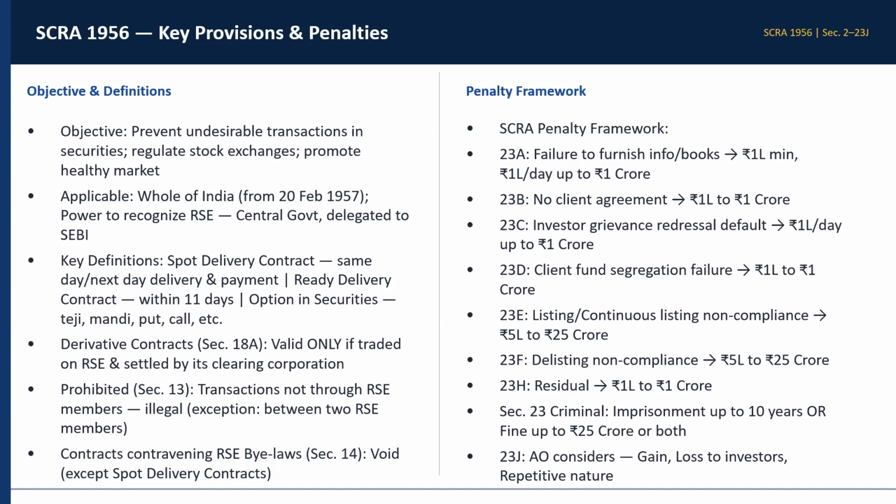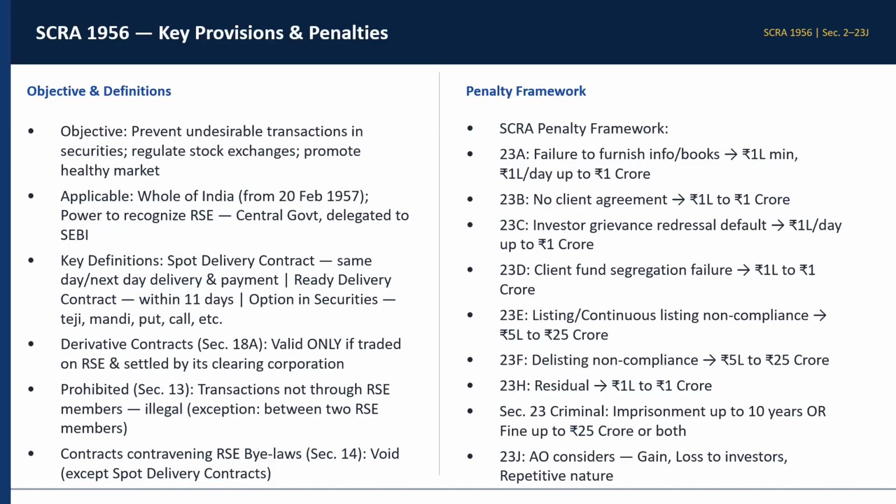तो क्या है? 1 लाख मिनिमम पेनल्टी है एंड अप टू 1 crore. ठीक है, 1 लाख टू 1 crore और इट कुड बी इवन 1 लाख पर डे. ठीक है. 23B है कि इफ यू एंटर इनटू कॉन्ट्रैक्ट्स व्हेन देयर इज नो क्लाइंट एग्रीमेंट, सो द पेनल्टी इज 1 लाख टू 1 crore.